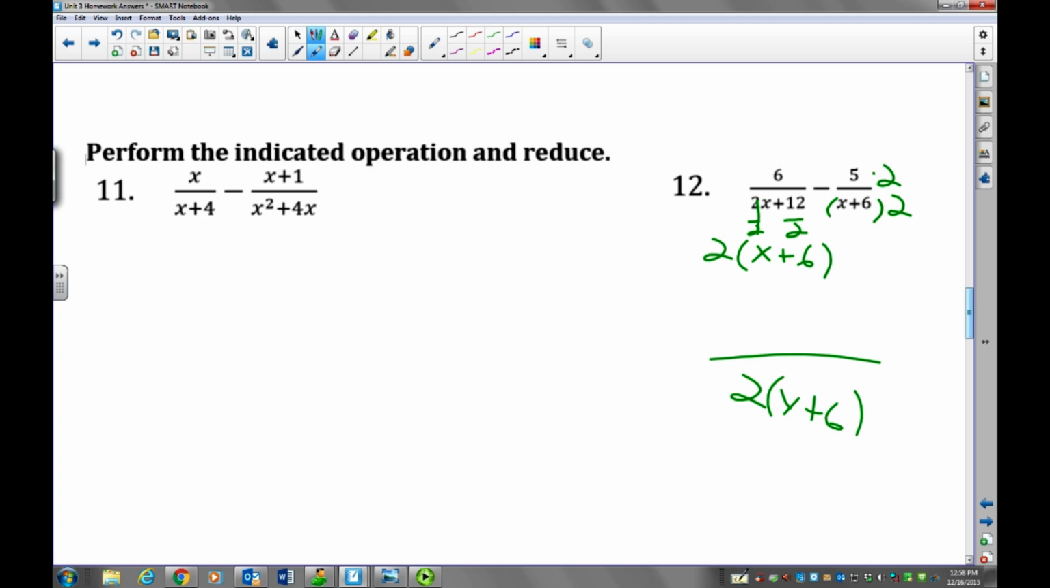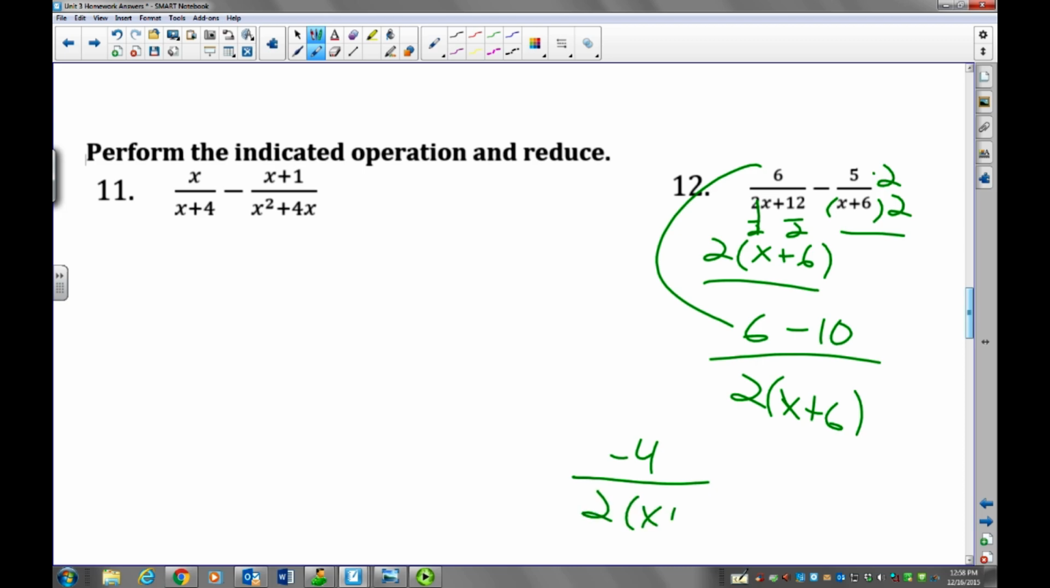Okay, so let's see. On the left, we already had everything. On the right, we were missing a 2, so we multiplied it through. So then we just bring the 6 down. And then 2 times 5 is 10, so we have minus 10. And that's supposed to be an x there. And then 6 minus 10 is a negative 4. So we get negative 4 over 2 times x plus 6.